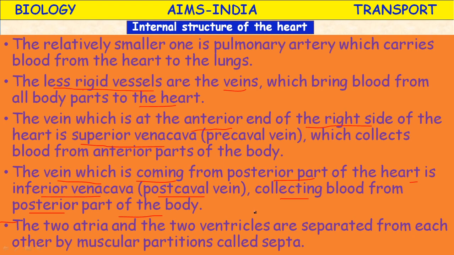So the two atria and the two ventricles are separated from each other by a muscular partition called septa. So two auricles are separated by the interauricular septum, two ventricles are separated by the interventricular septum.